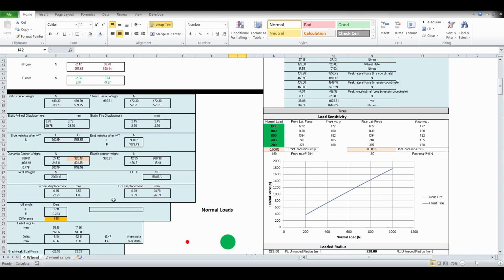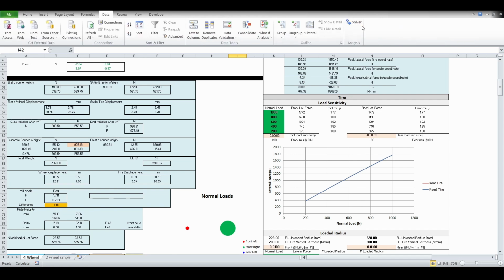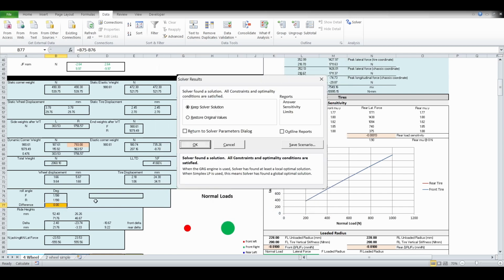The other thing to watch out for is the front and rear roll angle might not be the same. So what I had it do is use the solver in Excel, and I'll show you how to turn that on as well. Basically, with the solver, you set an objective, the front and rear roll angle difference. I want it to be a value of 0, and it's changing this dynamic corner weight. You hit solve, and it comes up with a solution where that is 0.